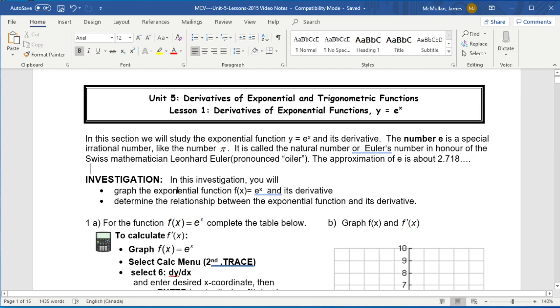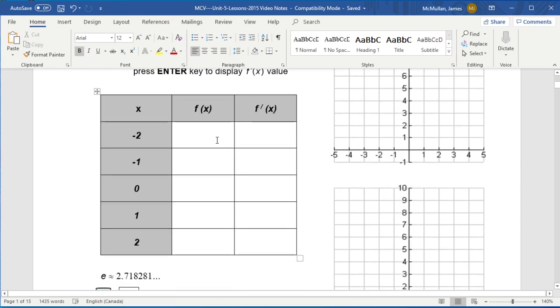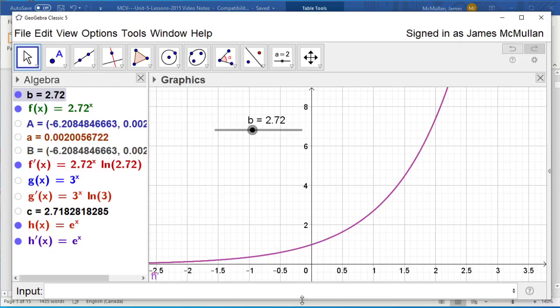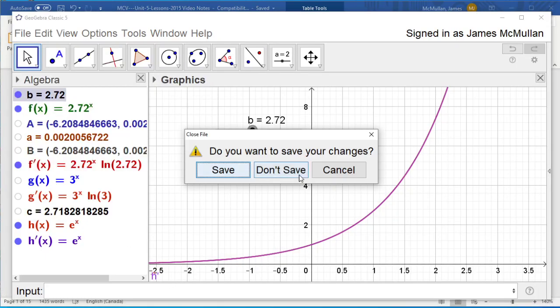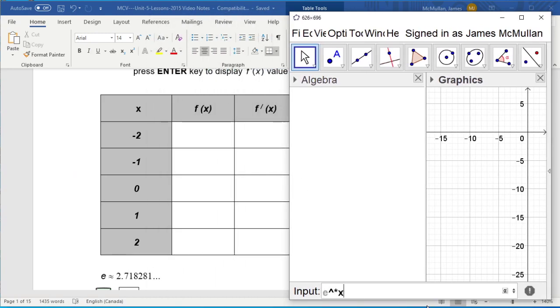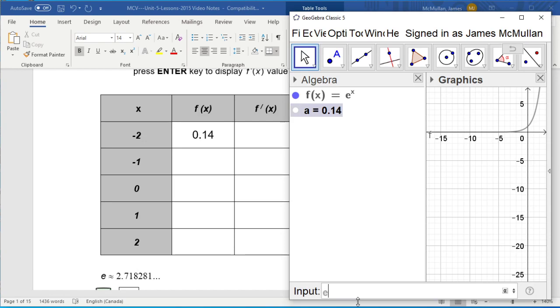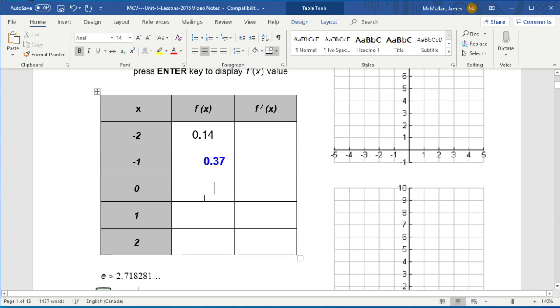So, to graph e to the x and its derivative, we just did. If you'd like, you can fill in this table. We can go ahead and do that. Let's make a new table and get some numbers here. So e to the x is going to be our function, and f of negative 2 gives us 0.14. f of negative 1 gives us 0.37. f of 0, of course, gives us 1. f of 1 gives us e, which is equal to 2.718.